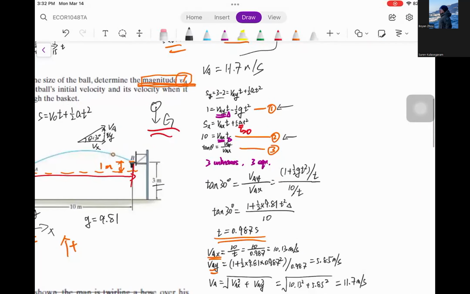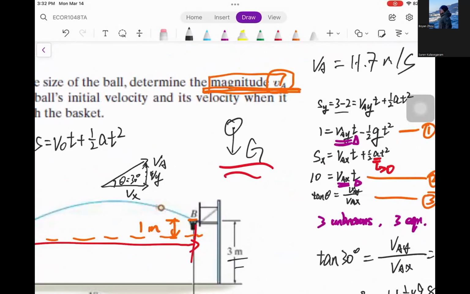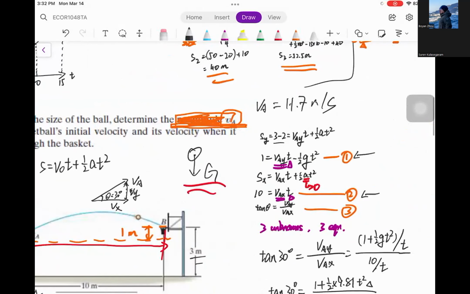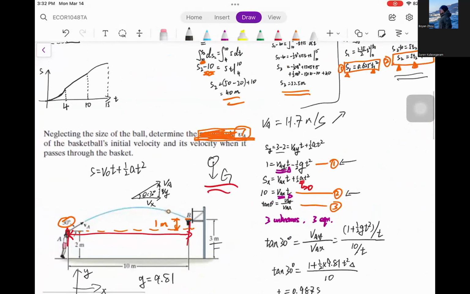11.7 meters per second. But in some questions, or when you are taking an exam, maybe the question is asking to determine the VA. So it's not asking only for the magnitude. In this case, you need to specify the direction for the velocity also. Actually here it's given as 30 degrees, so it's 30 pointing up. If the question is asking to determine VA, you need to include the direction. If the question is only asking for the magnitude, you just need to find the number here.